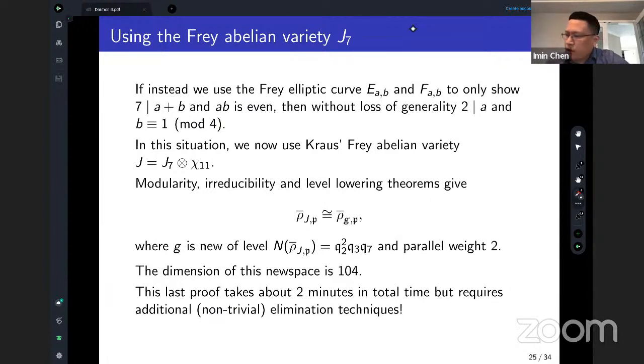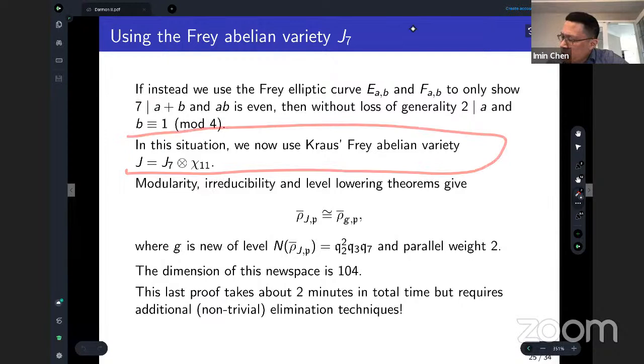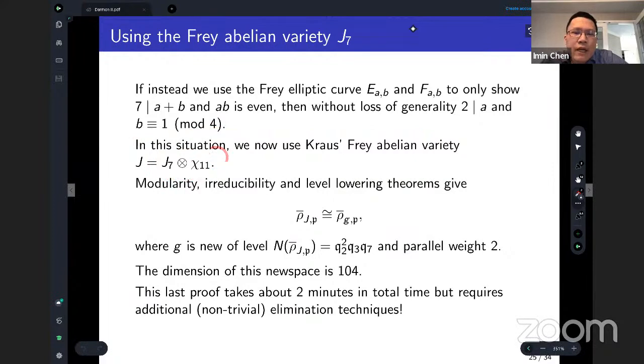But now once we're in this situation, we can use Kraus's Frey abelian variety. In particular, we're actually going to use a twist. Following our observation on twisting, we now use that whenever we can to make the level as small as possible, even if it was not obvious that one could make a twist so that the level was smaller. If you carry out the modular method in this situation, we get to a level like this. And now the space of new forms has dimension 104.